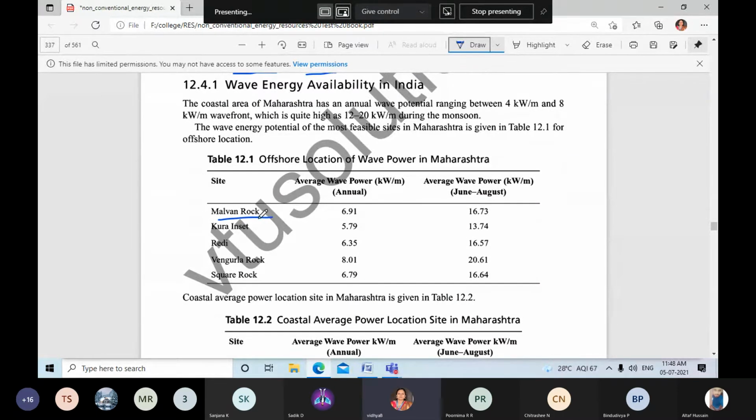Next is wave energy availability in India. Malvan Rock site, these are the sites. And what about the output, the average wave power? 6.91, this is the annual average wave power, and from June to August it will be high. This is also average wave power.